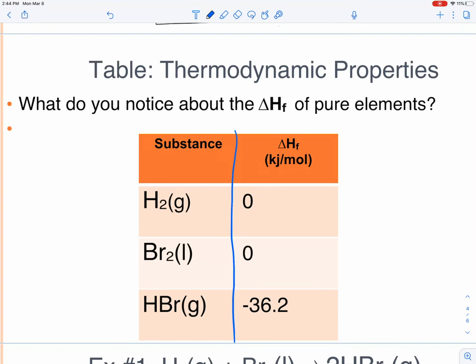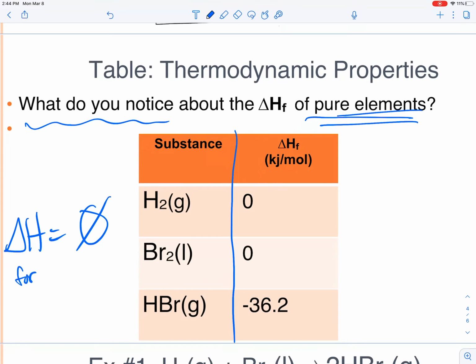So when you look at this table, though, what do you notice about pure elements like hydrogen and bromine here? So you should notice that the delta H is equal to 0 for any element. Okay, any element by itself. The delta H is 0. So delta HF stands for the heat of formation. So how much energy is needed to form these chemicals? And because elements are found in nature, it takes no energy at all to form these chemicals. And that's why we get 0.